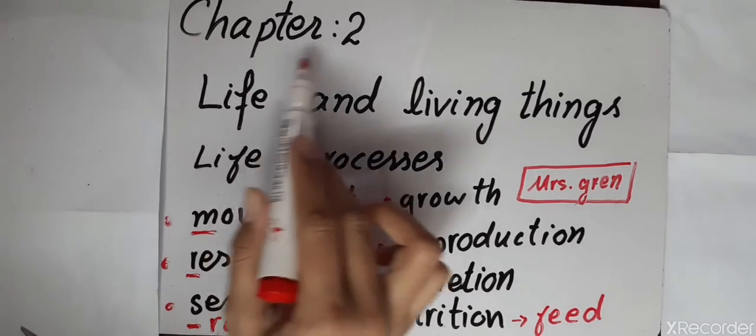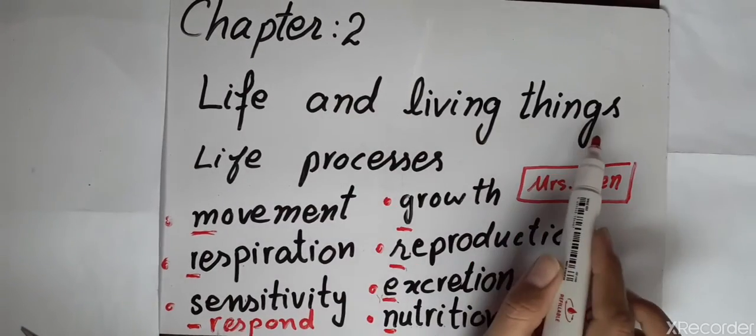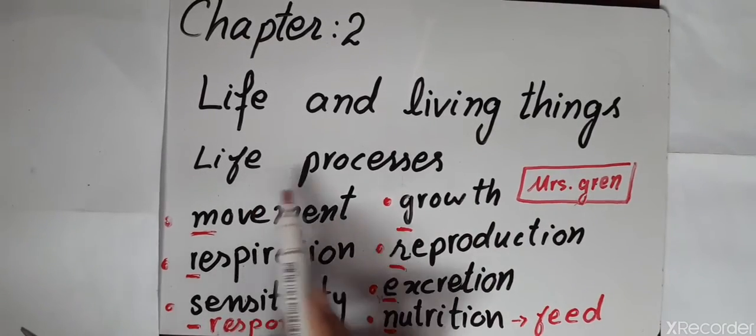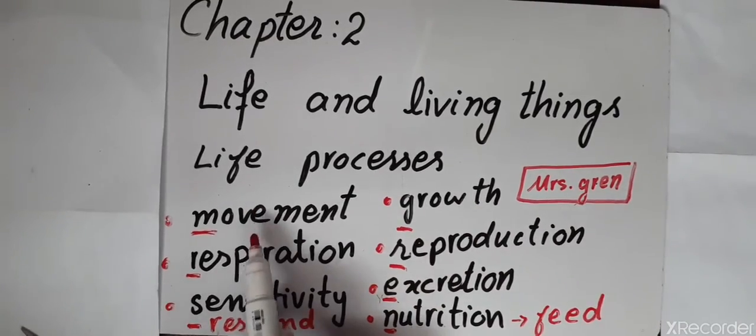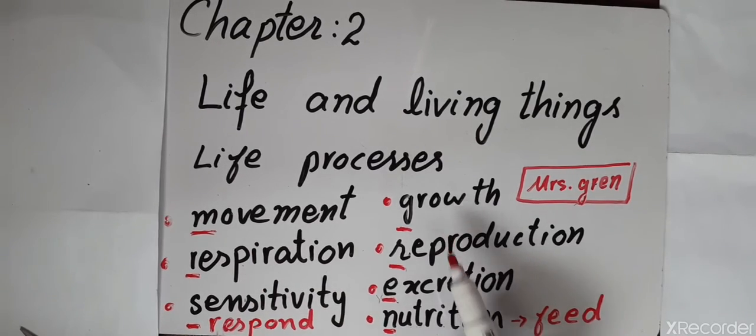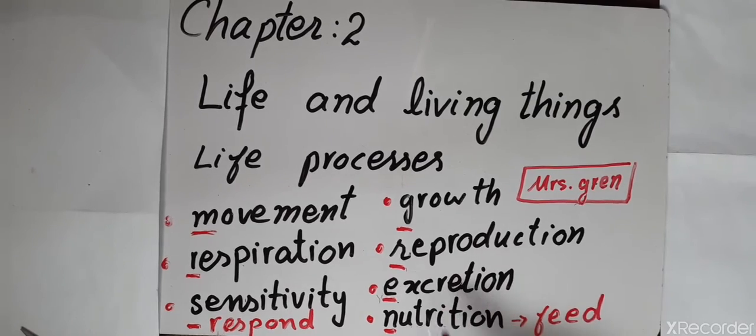We are going to start chapter number 2, Life and Living Things. Living things can be identified by the life processes. First is movement, second is respiration, sensitivity means respond, growth, reproduction, excretion, nutrition means feed.